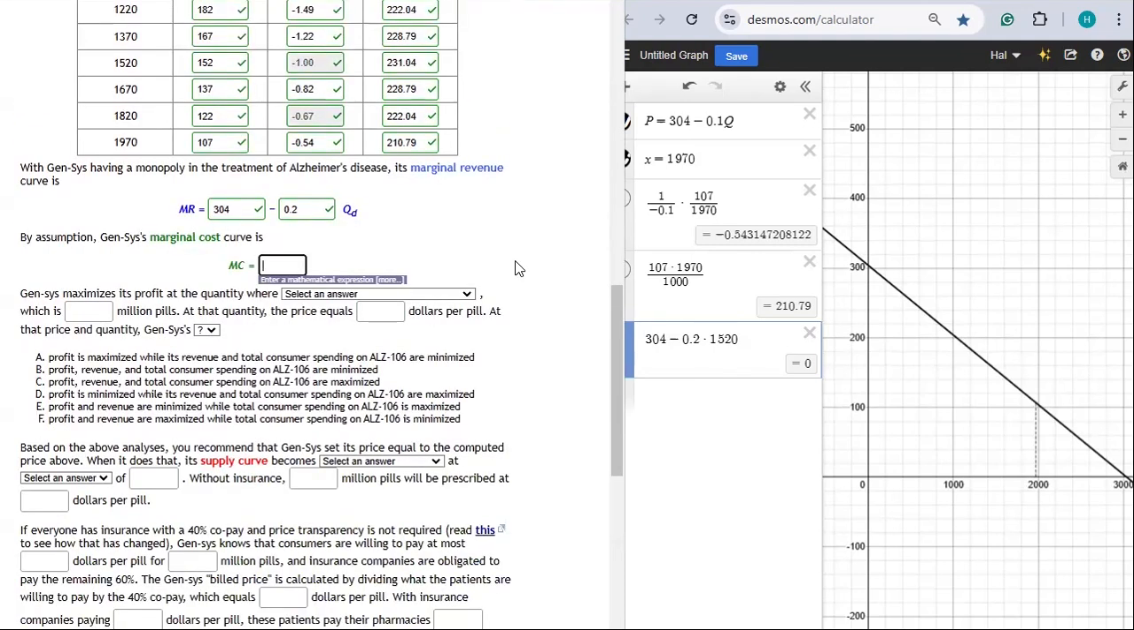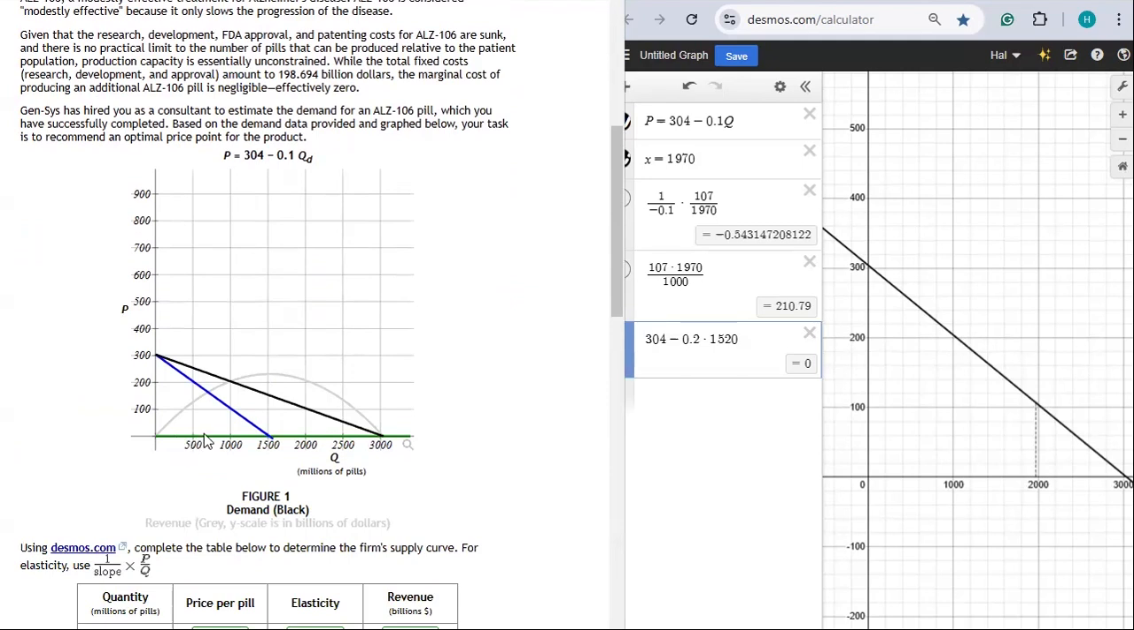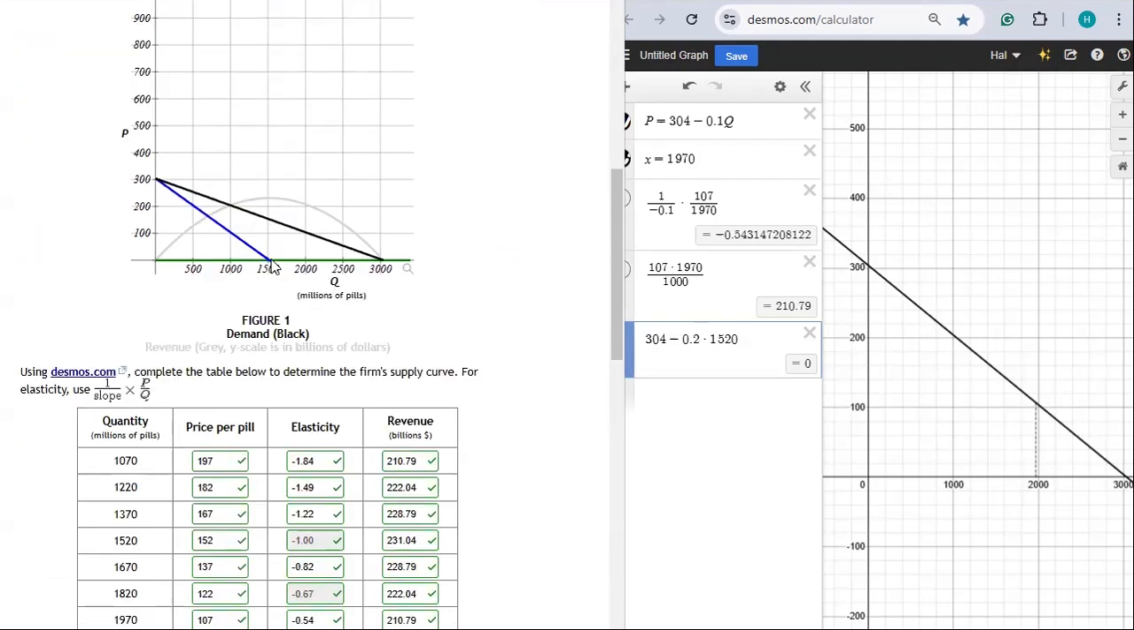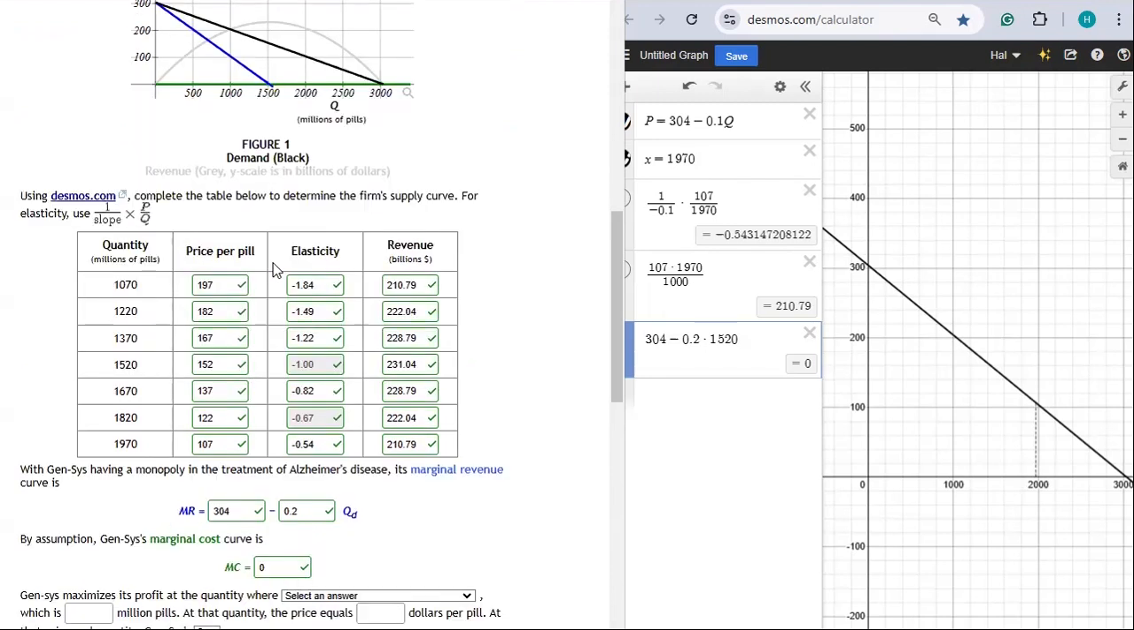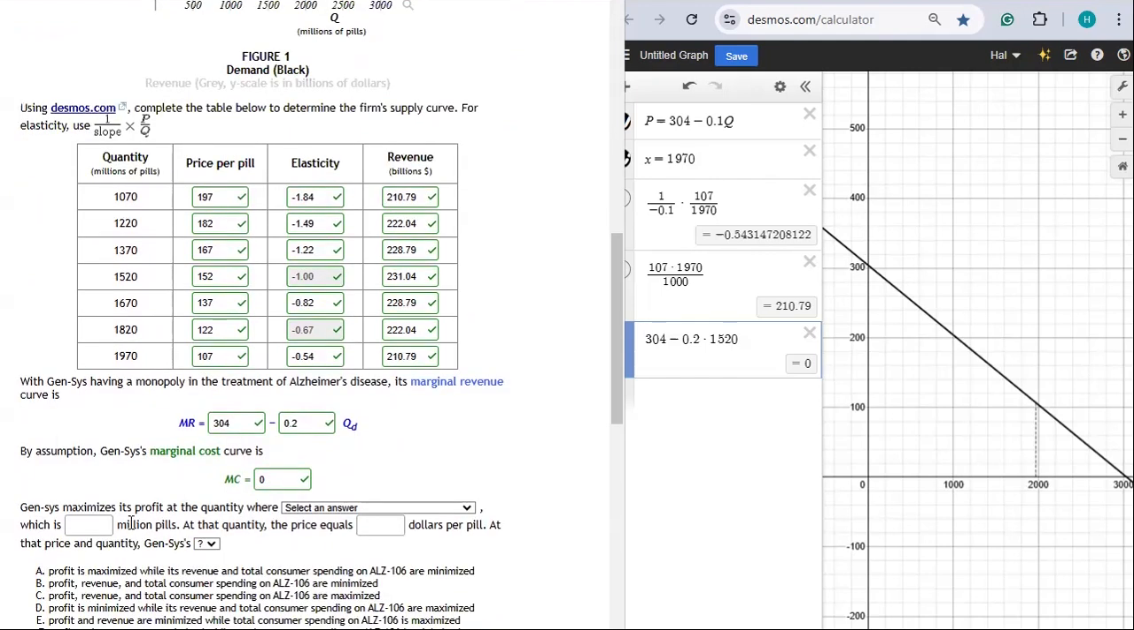So the marginal cost is a flat line at a height of zero. And when I press enter, you're going to see a green flat line at height zero. Marginal cost is right here. The green line has a height of zero. Notice marginal cost and marginal revenue intersect at 1520. Profits, if you remember, are maximized when marginal revenue equals marginal cost. So Genesis maximizes profit at a quantity where marginal cost intersects marginal revenue, which is 1520 million pills.